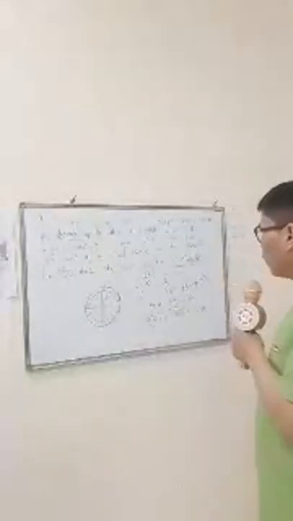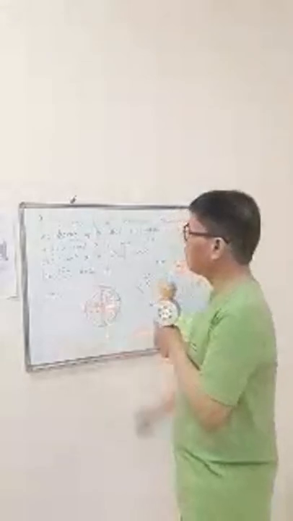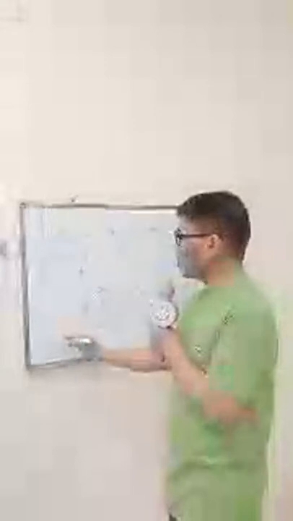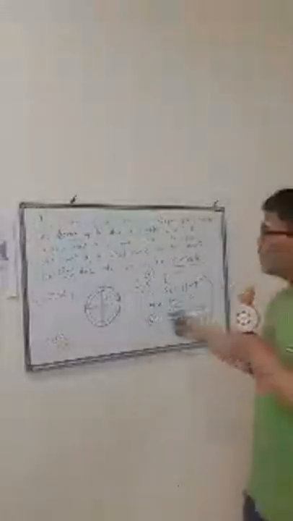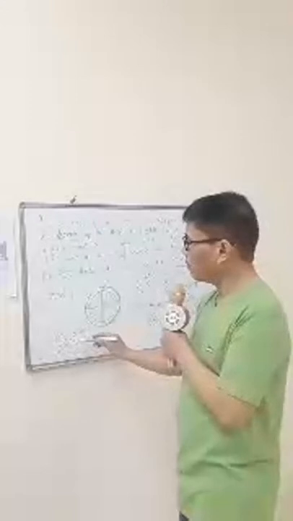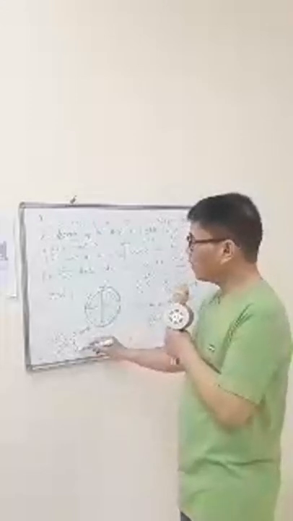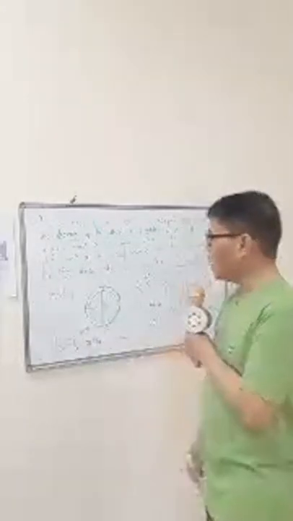Okay, so solve. Angular velocity is equal to 2 pi radians times the frequency. So what is your frequency there? The frequency of the wheel is 30 revolutions per minute, and we are given 5 minutes. So multiply it, you have 150 revolutions.